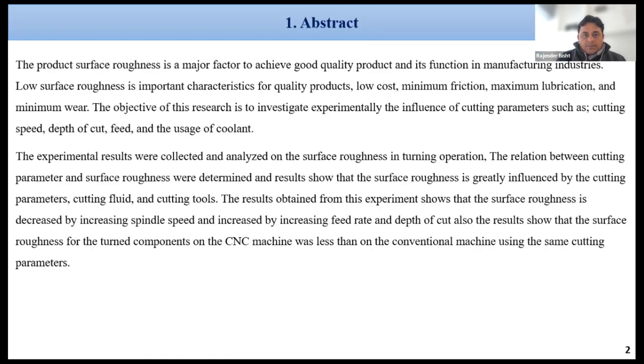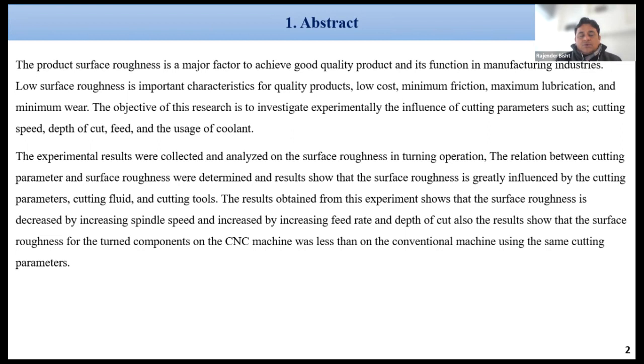Basically, here I'm putting the introduction. In any industry, we need to make our products based on the requirement. In turning, surface roughness is the major factor, as the quality of the product is defined based on the surface roughness. So my experiment is about how we can achieve good or minimum surface roughness by optimizing the cutting parameters of the CNC turning machine.